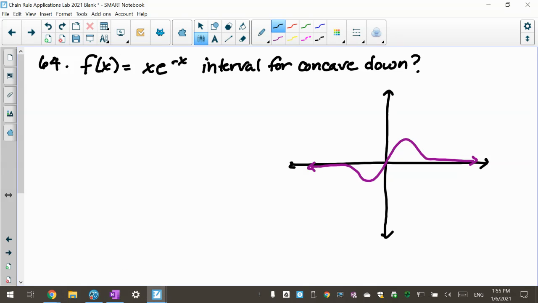So they want to know the interval that it's concave down. So this one's the same thing. I'm going to make sure I do my second derivative and find out when it's less than 0 or negative.